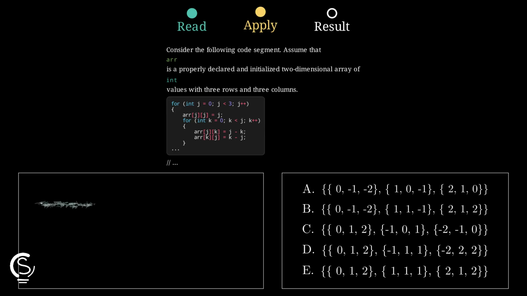Next, when j equals 1, the diagonal element at index 1, 1 becomes 1. Then the inner loop runs once, setting index 1, 0 to 1 and index 0, 1 to negative 1.